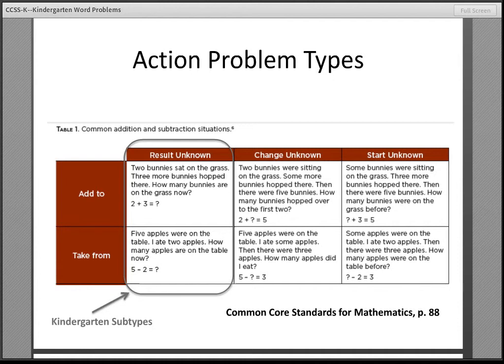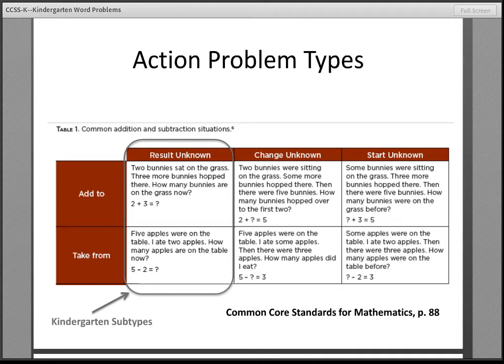The take from start unknown problem would actually have to be solved with addition, even though it's got a take from action or take away action, because of the fact that you know 2 parts or 2 addends and you don't know the total. Now, these problem structures are not designated for kindergarten mastery because of that very feature. They are difficult for that reason.